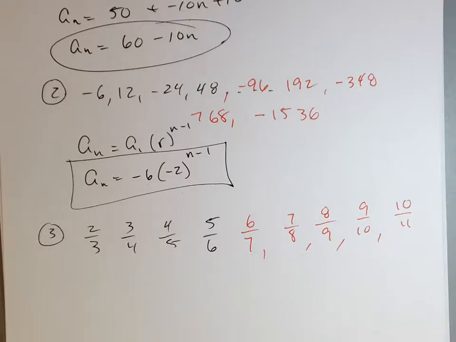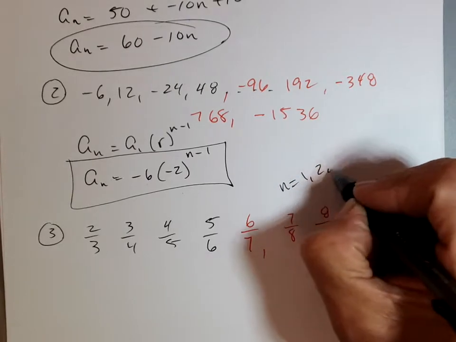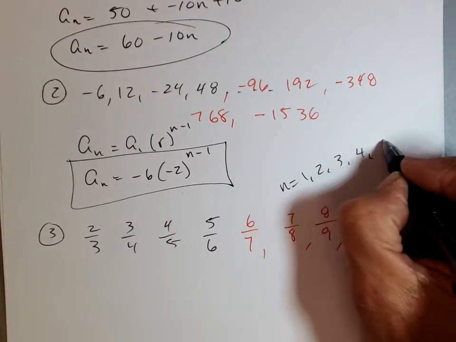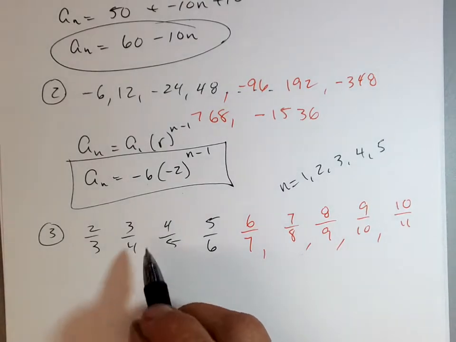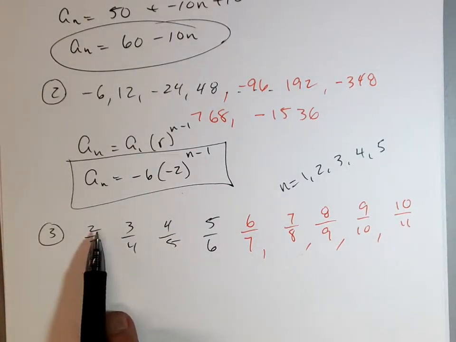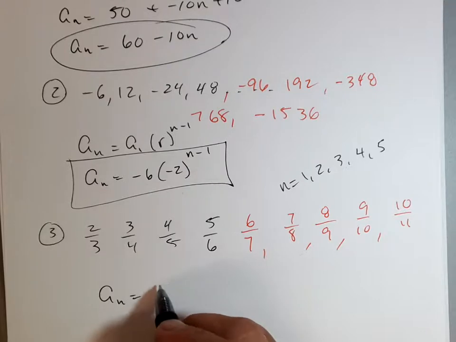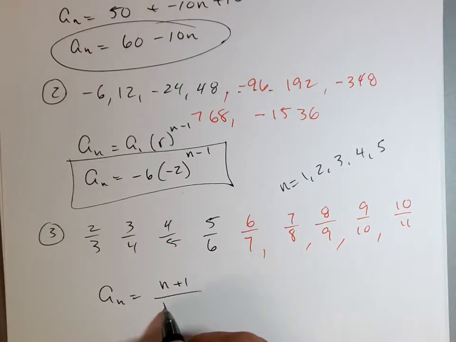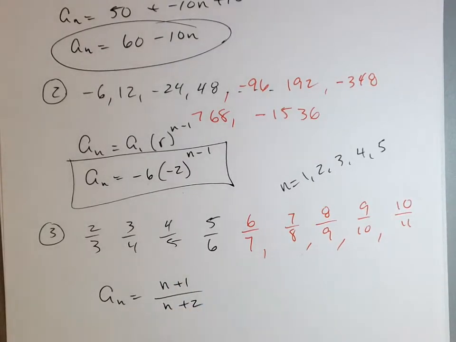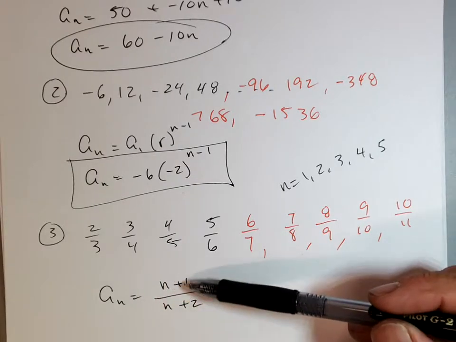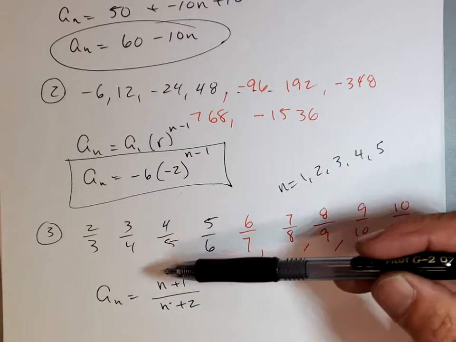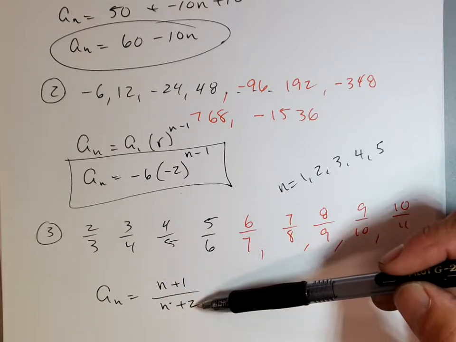So this is one of those cases where we're going to have to use our brains and think about what's going on. The number n is always 1, 2, 3, 4, 5. So the numerator is always 1 more, and the denominator is just 2 more than n. So my formula on this one is going to be (n plus 1) over (n plus 2). If I plug in 1, I get 2/3. If I plug in 2, I'll get 3/4.